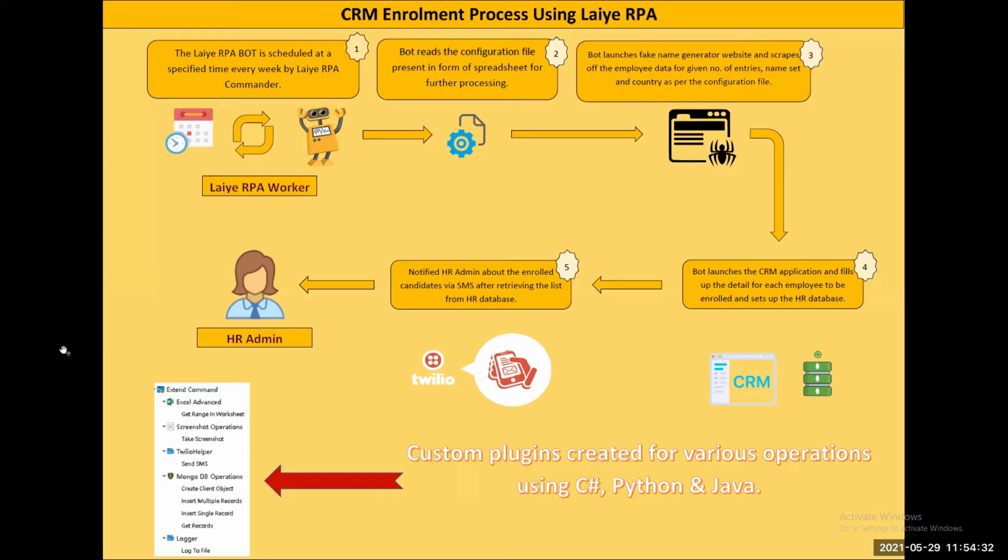After this step, we have the final step in which we will be notifying the HR admin, who is an SME of this process. The bot will be notifying her about the enrolled candidates for today's date via an SMS. Here the bot will first retrieve the data for the employees that have been enrolled on today's date only.